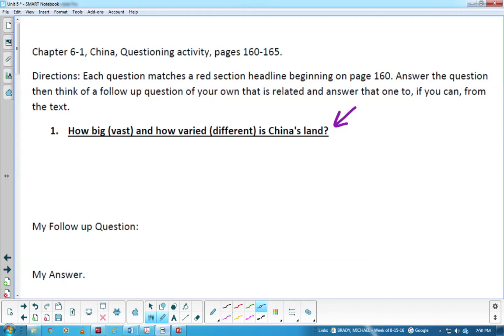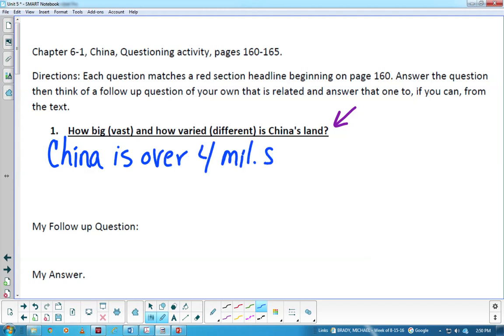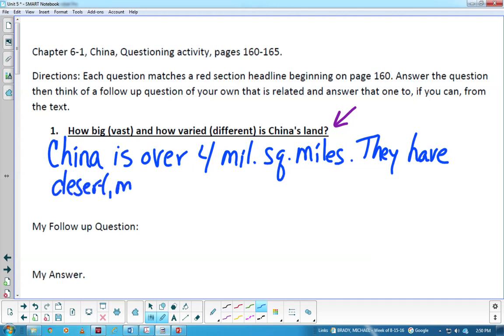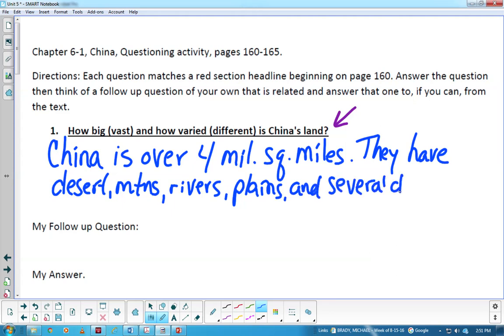Okay, so here's how I would answer that. How big and how varied is China's land? China is over 4 million square miles. They have deserts, mountains, rivers, plains, and several different climates. Now that's only one way you can answer that question. There's more than one way to answer that question. Anything you put in there is probably okay as long as you're explaining that China's land is really big and has different landforms, that you're answering how big and how varied is China's land.